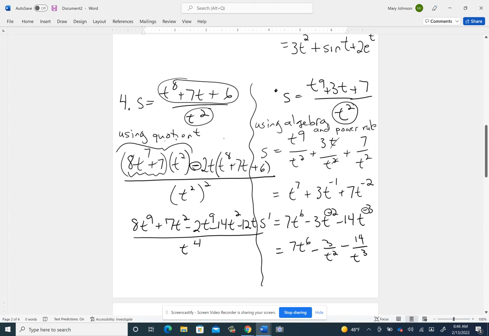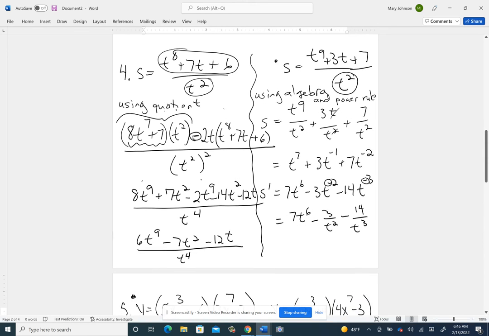All right, so then we notice we have some like terms that need to be combined. So we get a 6t to the ninth, then we get minus 7t squared, and then minus 12t, and we have this all over t to the fourth. Okay. Now remember, the one I'm doing now is from the other version of the quiz.